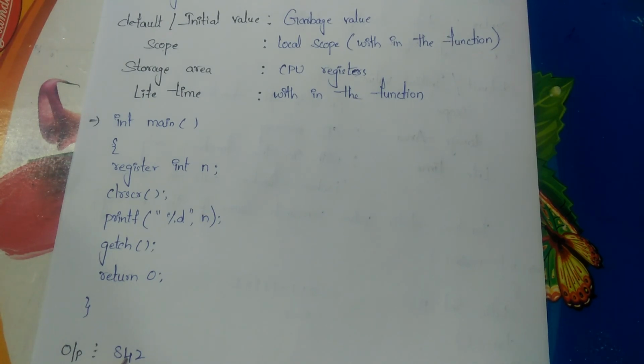It is very important for the 10 marks. In storage classes we have 4 types. One is auto, and then extern, static and register. So these are the 4 types of storage classes.